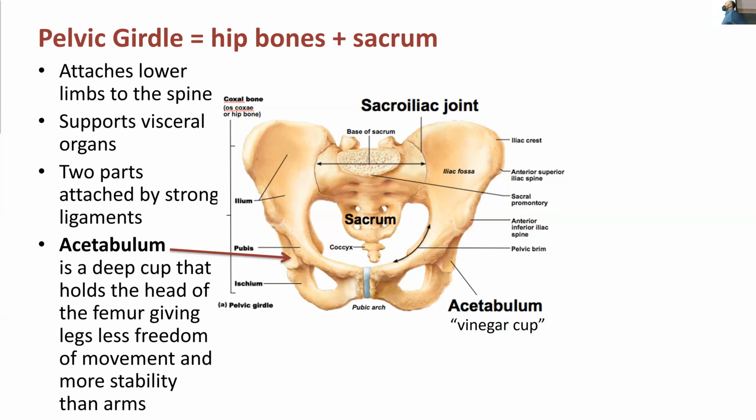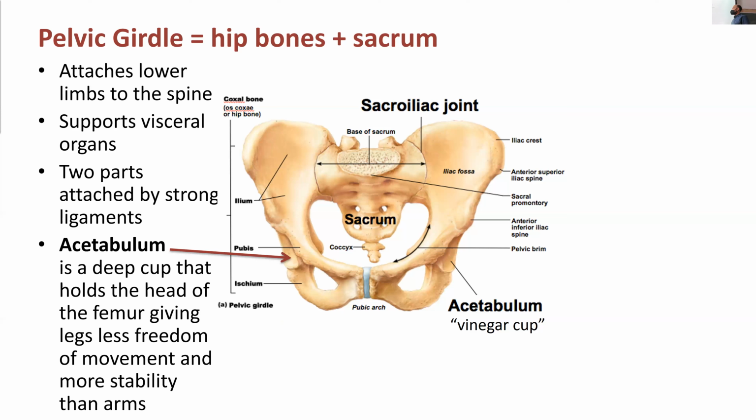The other feature I want to point out in this slide is that we have something called the acetabulum. You can't really see it from this angle, but it's like a cup in the hip bone where the femur articulates. And it's a much deeper cup. It's analogous to the glenoid cavity of the scapula, but it's much deeper than that. And we have a lot more strength and stability in our hip joint than we do in our shoulders.